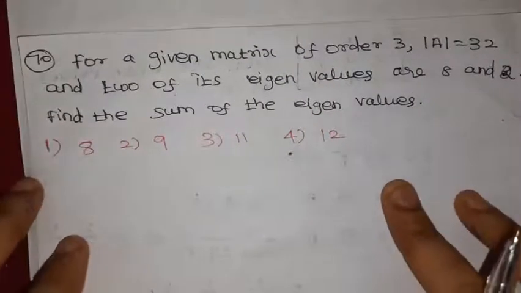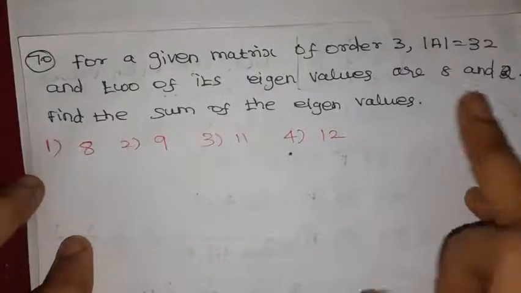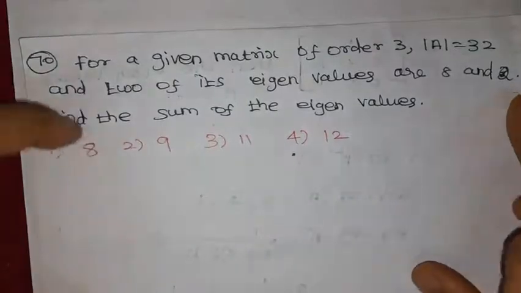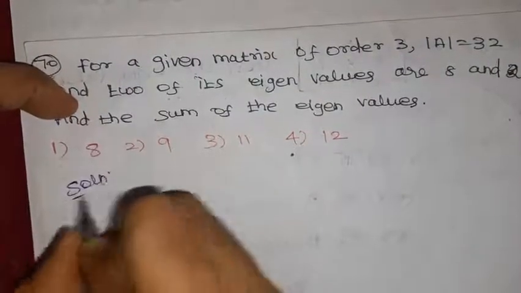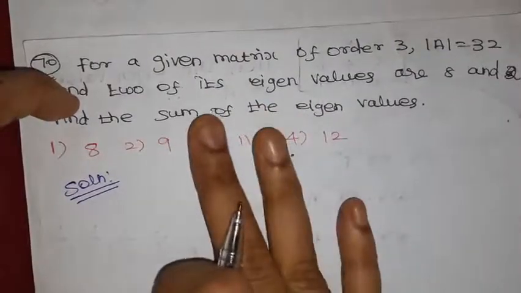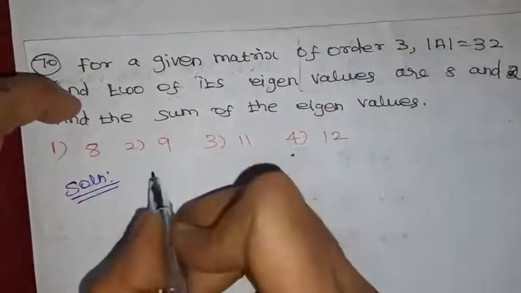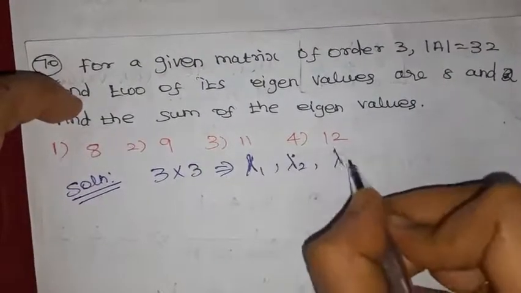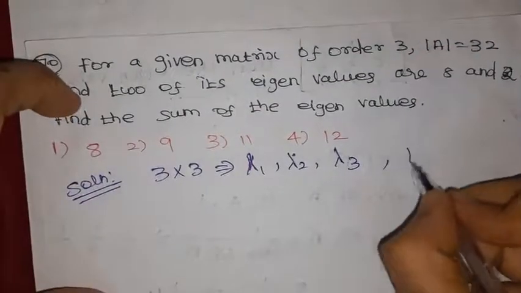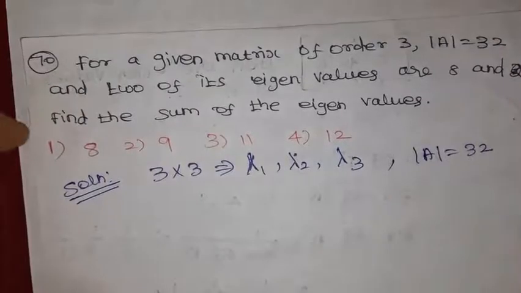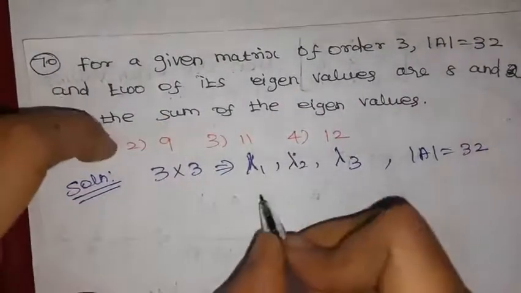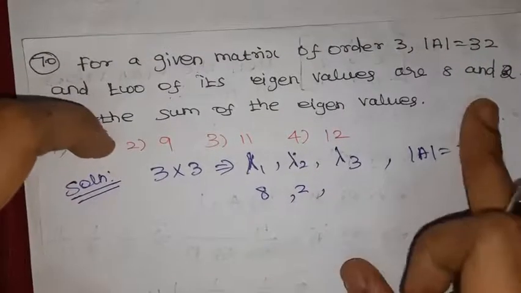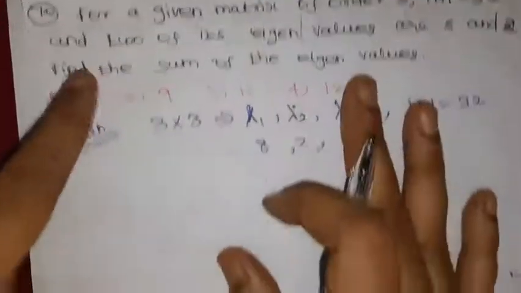Then question number 70. For a given matrix of order 3, determinant of A equal to 32 and 2 of its eigenvalues are 8 and 2. Find the sum of the eigenvalues. So let's see how to solve this problem. Just read the problem carefully and do it step by step. Order 3 means it will have 3 eigenvalues, say lambda 1, lambda 2 and lambda 3. Determinant A is equal to 32, and 2 of its eigenvalues are lambda 1 equal to 8, lambda 2 equal to 2. We need to find the sum of the eigenvalues.